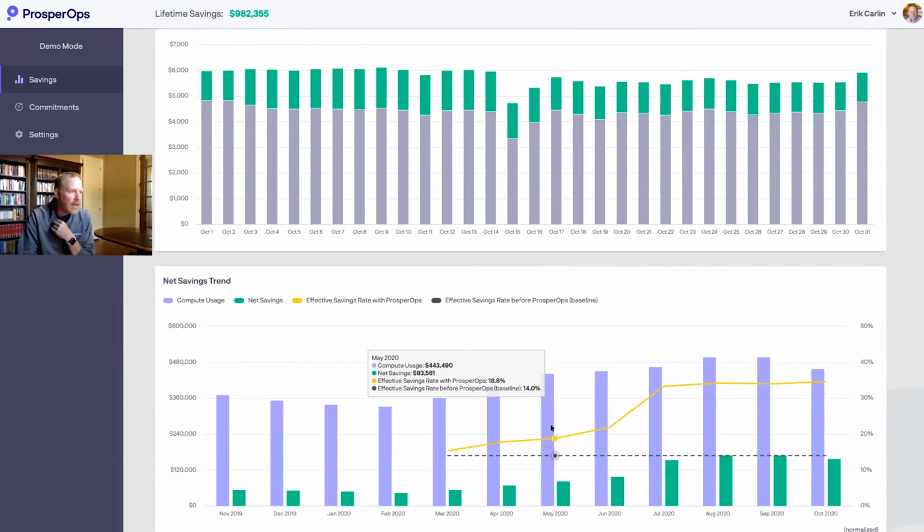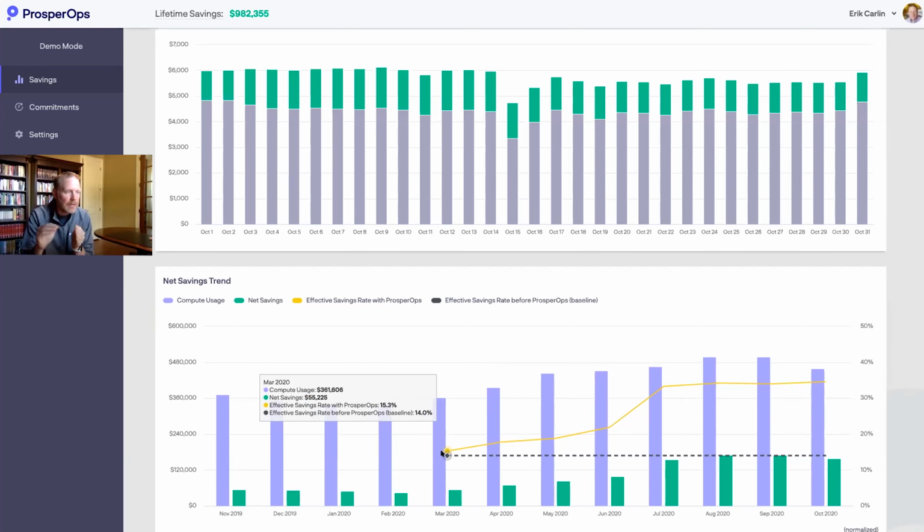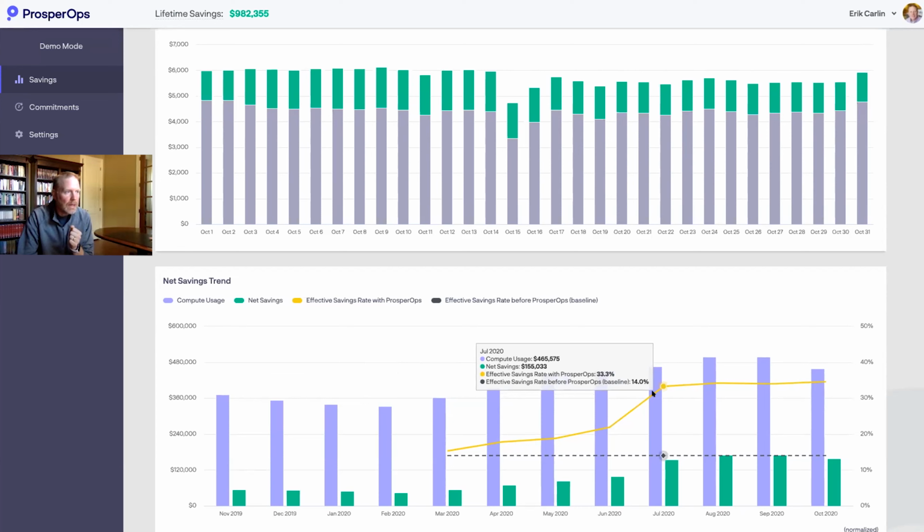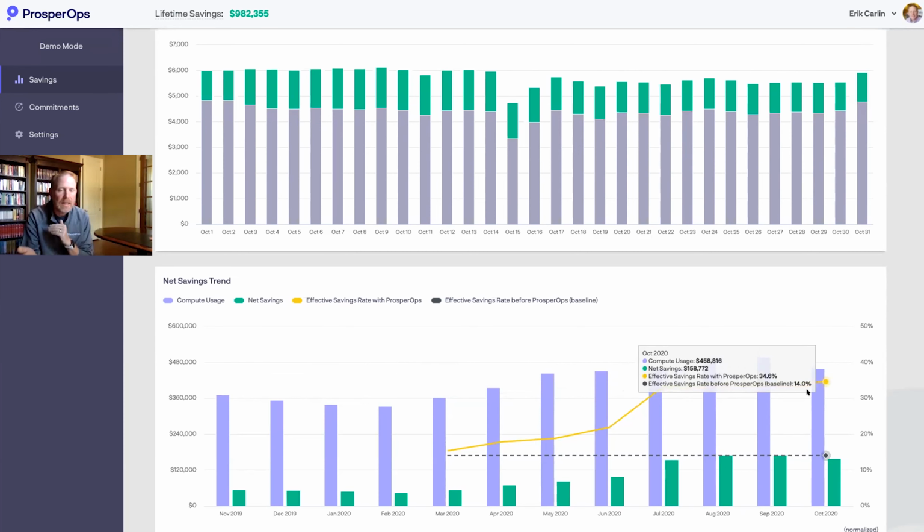So this is a very important chart here. This dotted line represents the baseline effective savings rate. So again, this is where they started prior to our service. The yellow line represents the effective savings rate after our service, and you can see, month after month, the effective savings rate has continued to grow. And again, I mentioned, they've gone from 34 to 34.6 from September to October. So their effective savings rate has increased month over month. And this one KPI just lets you know effectively how much you're saving at the end of the day. By the way, we calculate effective savings rate net of our charge. And so this is truly an effective savings rate.